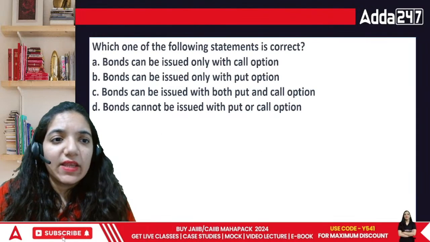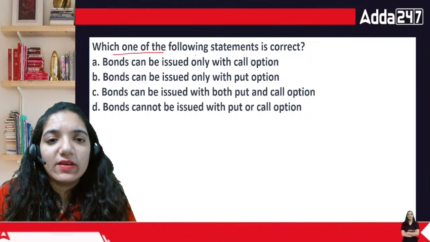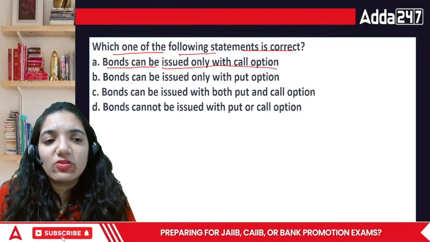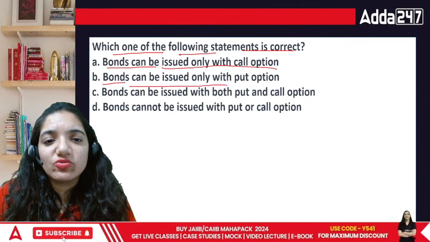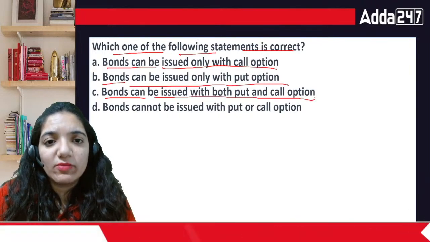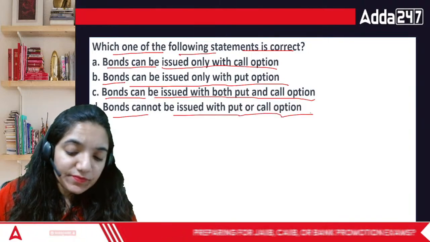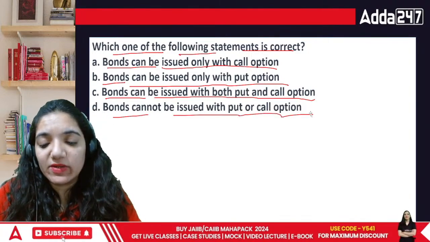Right? The next point. Which one of the following statements is correct? Bonds can be issued only with call option. Bonds can be issued only with put option. Bonds can be issued with both call and put option. Bonds cannot be issued with put or call options. What do you mean by put and call options, everyone?